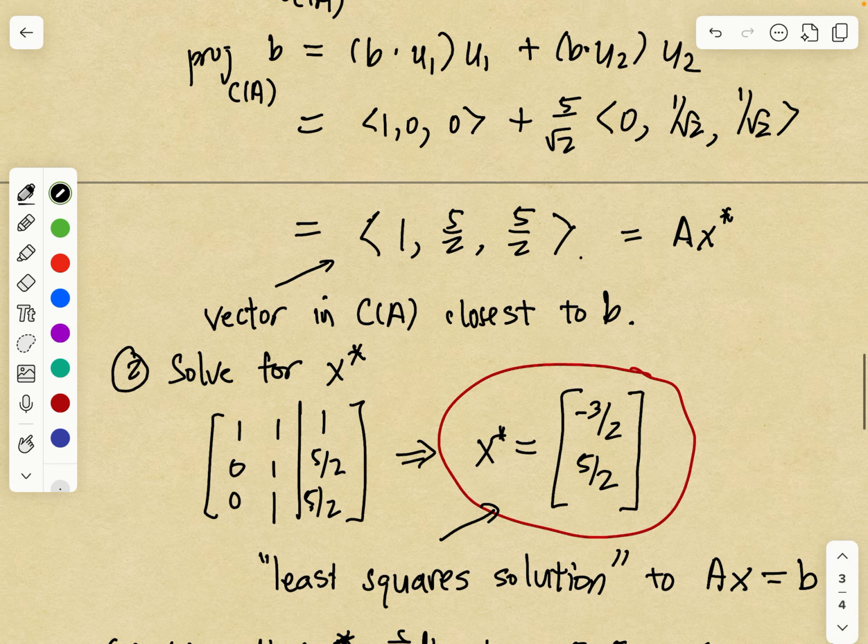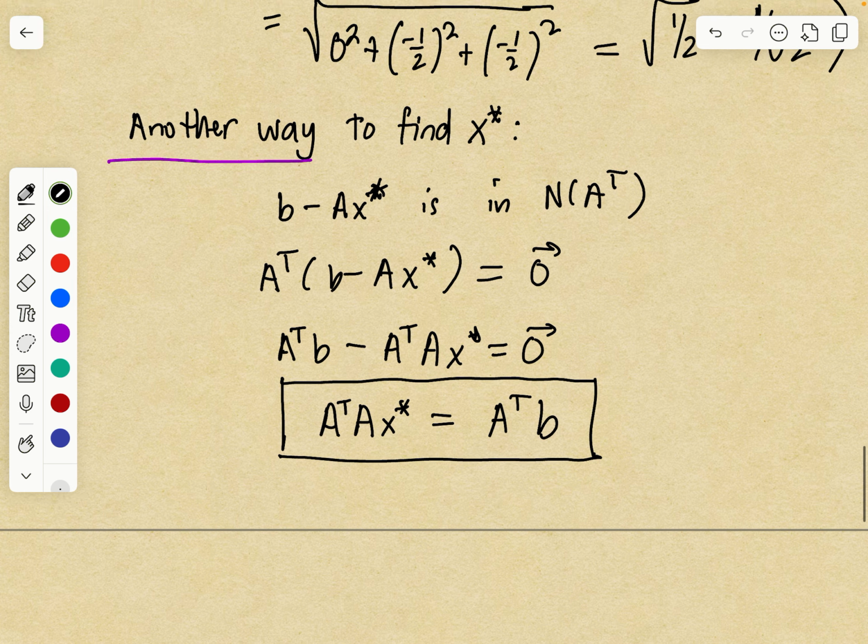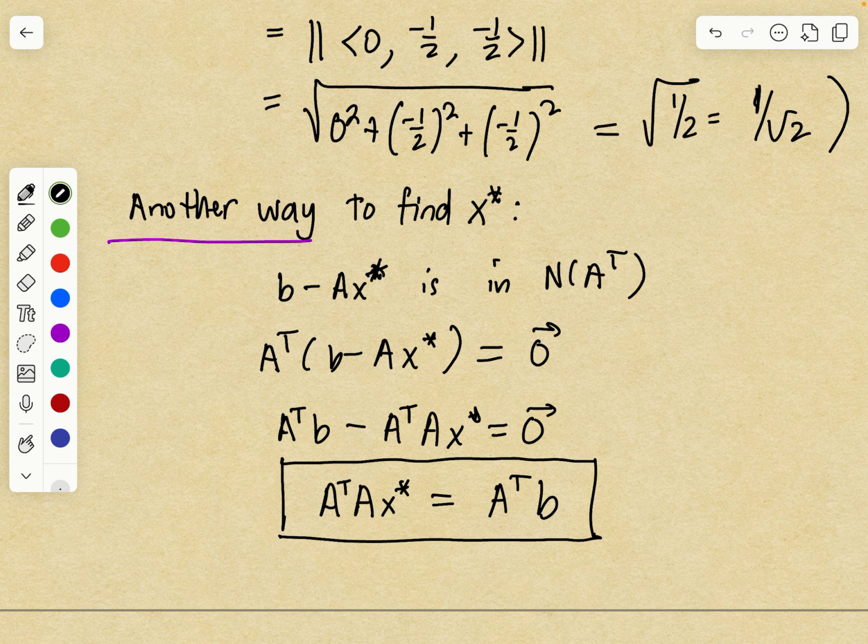The reason is because you can reverse the order. So if x star satisfies this equation, then B minus A x star is in the null space of A transpose, which means that it's orthogonal to the column space of A.